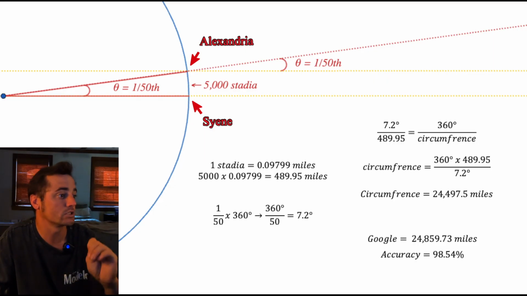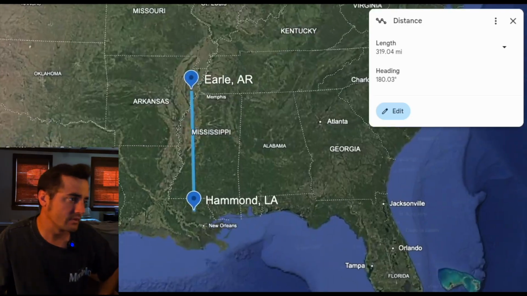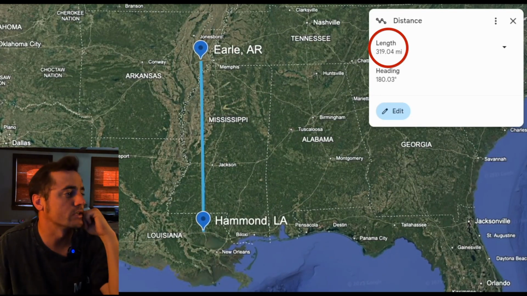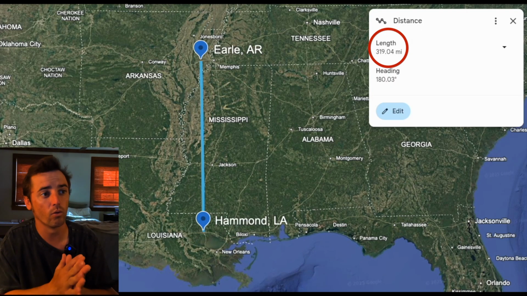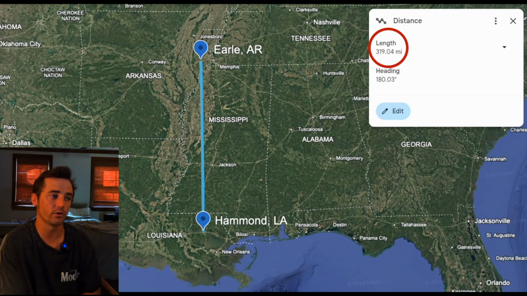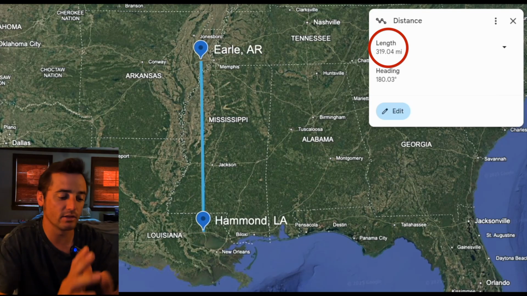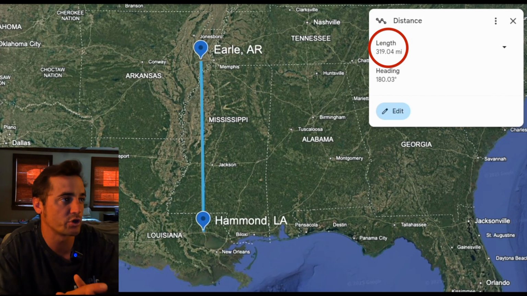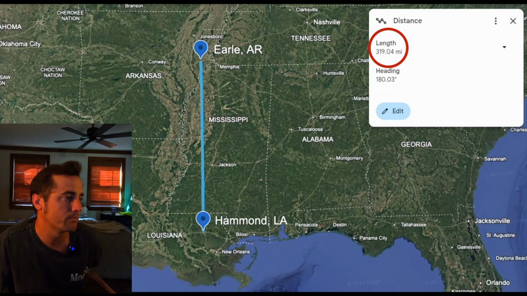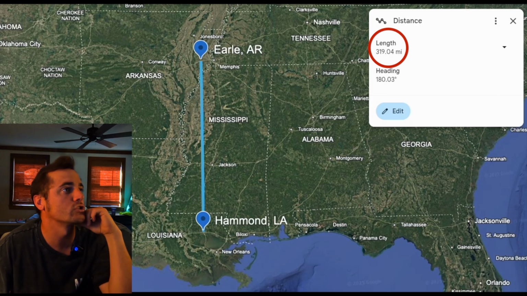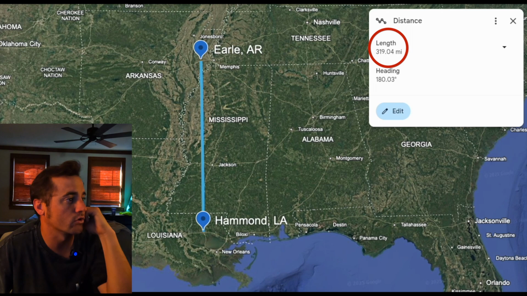Truly astonishing. So to do a similar experiment, I chose two places that were directly on longitudinal lines, north-south, and took two separate shadow measurements. I'll get more into the equation a little bit later, but my first measurement site was Earle, Arkansas, and my second site was Hammond, Louisiana.